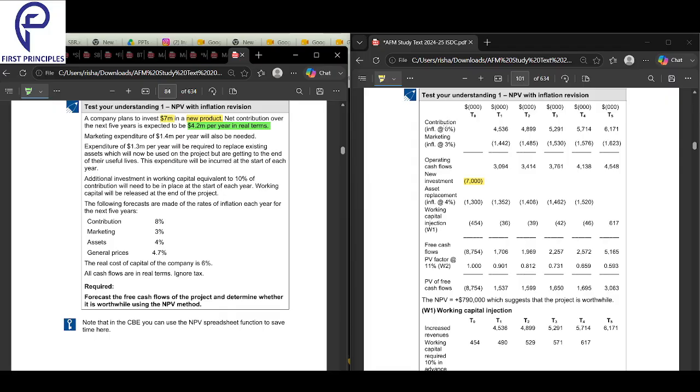That is without inflation. Your contribution is increasing by 8%. So just quickly do this, Shri. 4.2 into 1.08.